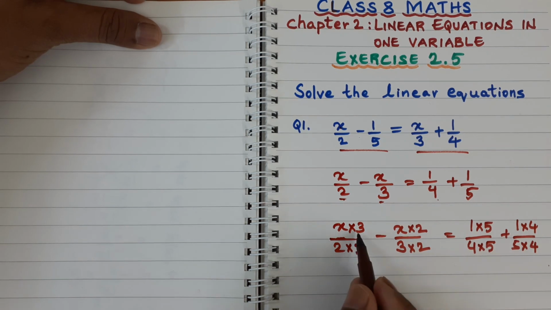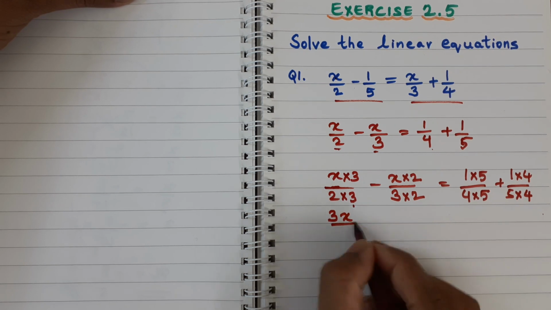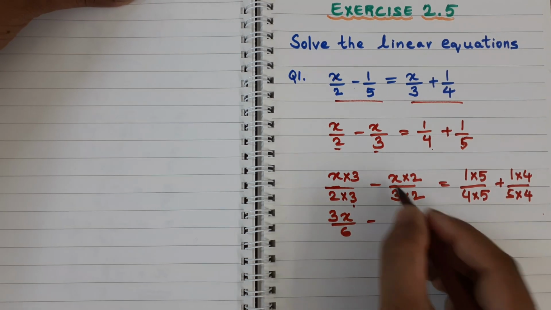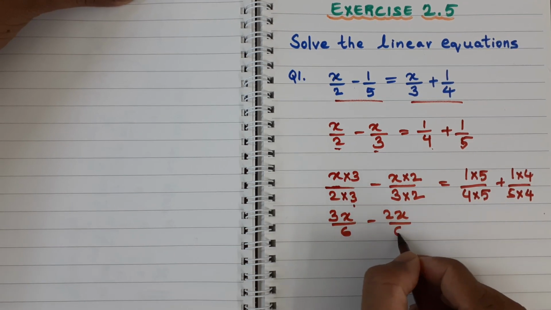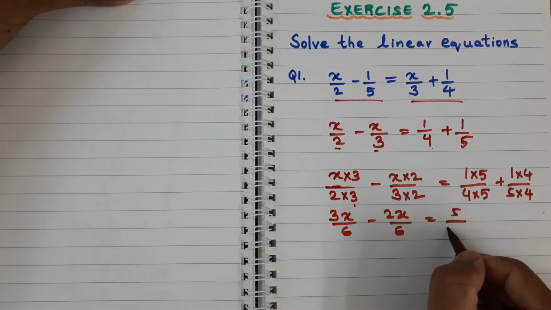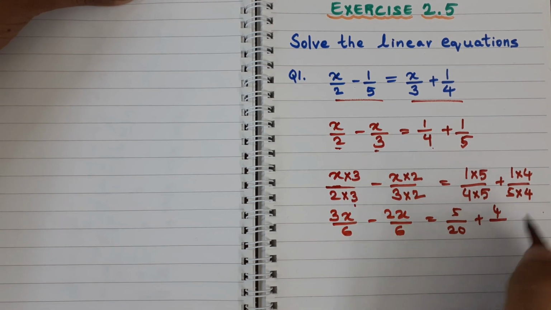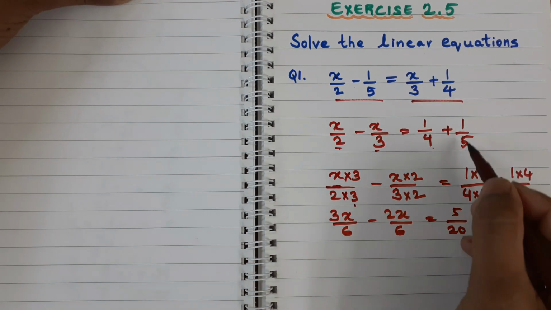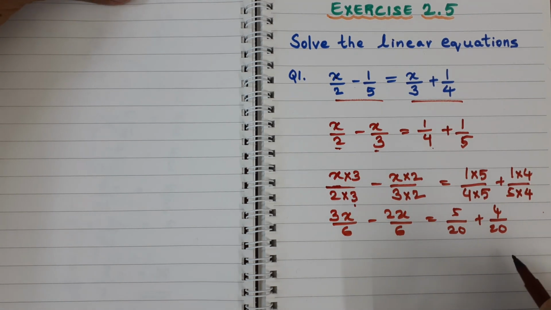Now here x into 3, the answer is 3x by 6, minus 2 into x is 2x upon 6, equal to 1 into 5 is 5, 4 into 5 is 20, plus 1 into 4 is 4 by 5 into 4 is 20. Now here we got the LCM 6, and here we got the LCM 20. I hope you know this, how to do the LCM.